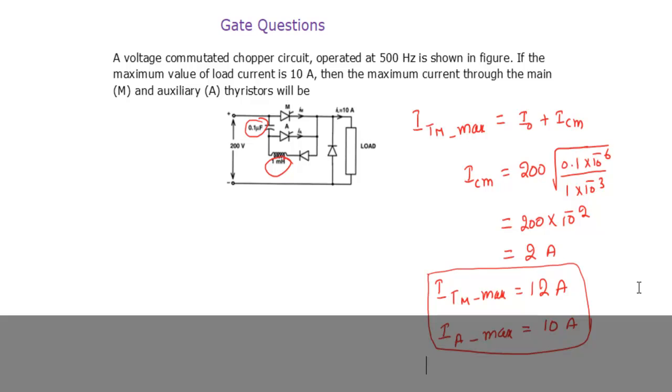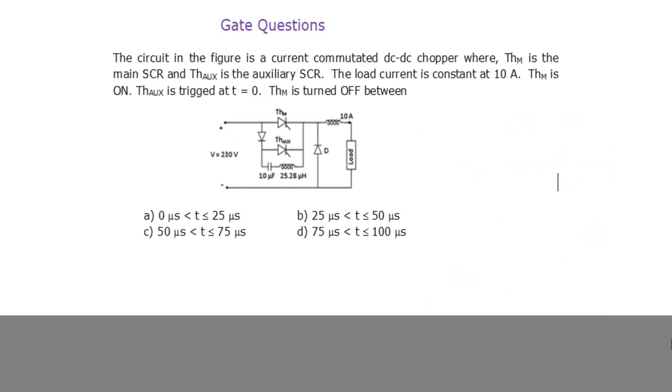Okay, now the next question is like this. The circuit in the figure is a current commutated DC to DC chopper. Look at that. This is a DC chopper circuit, that's not important, but we are mainly considering commutation. Look at here. The moment you turn on this, the LC circuit is connected across the main thyristor. That means this is a current commutation circuit.